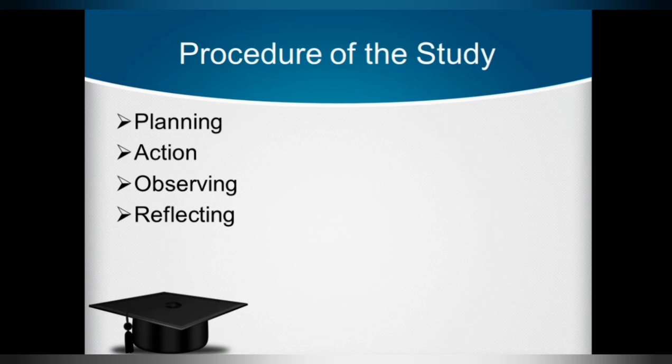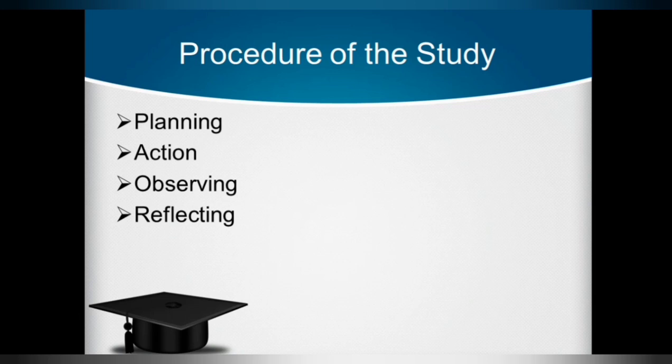Procedure of the study. There are 4 steps in conducting this research. The first one is planning. The second one is action. The third is observing. And the last is reflecting. In the first step, the researcher interviews the teachers and students, and then gives a questionnaire about writing, and after that, gives a pre-test on writing procedure text.